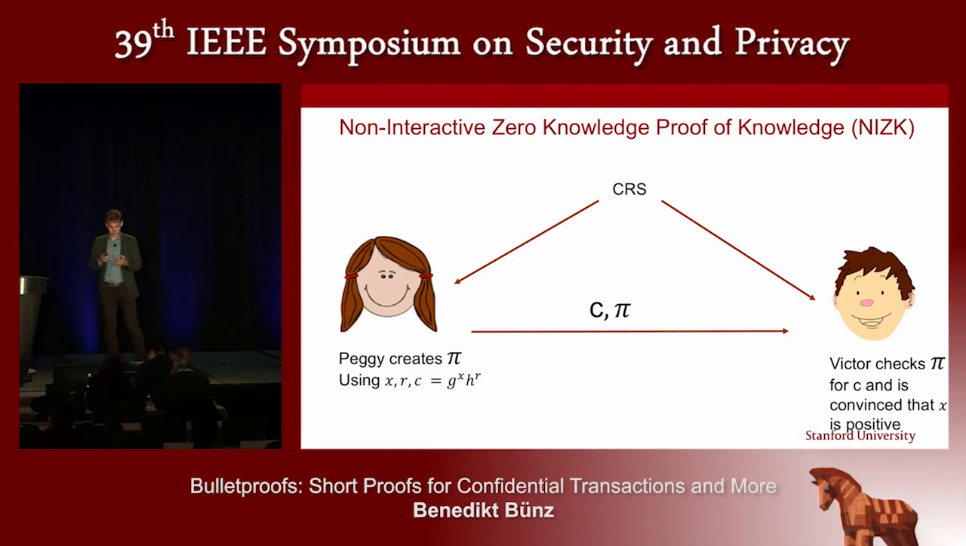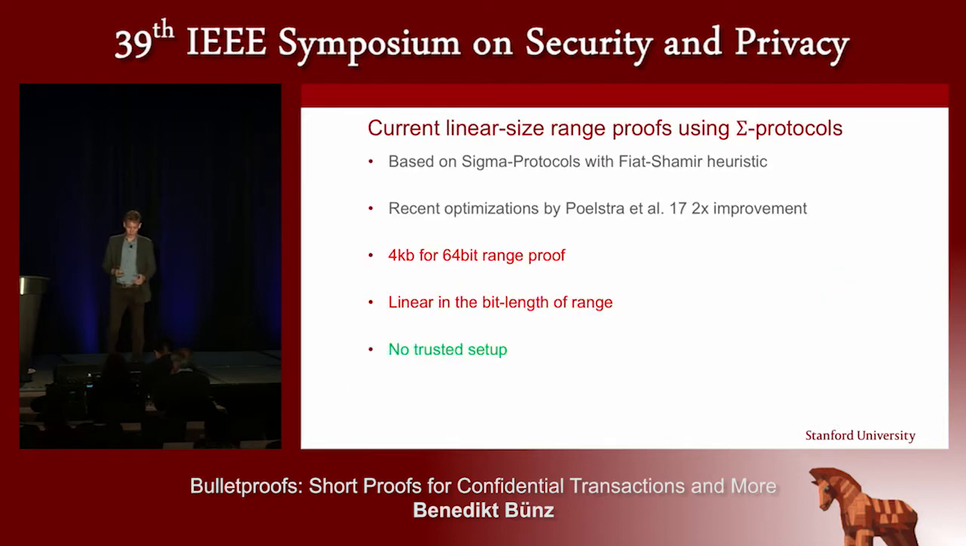So this concrete scenario is called a range proof, because I'm proving that a number is in a small range, which implies that there are no overflows possible. Currently, the range proofs that are used are based on something called a sigma protocol, and they're linear sized. What that means is they're linear in the bit length of the range. So if I want to prove that my number is between 0 and 2 to the 64 minus 1, then I have to use something that is about 64 elements, or linear in 64 elements. And this turns out to be roughly 4 kilobytes, even with some recent optimization.